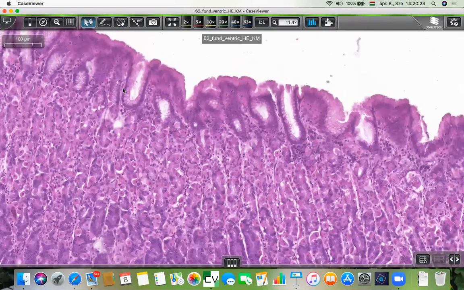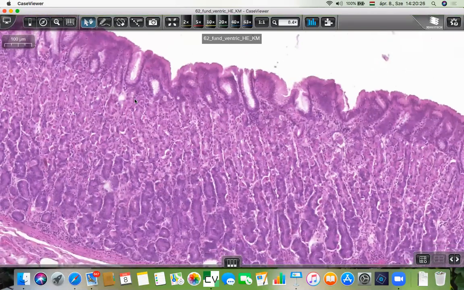Okay. Yes? What are they called? Gastric pits? These are the gastric pits, the funnel-shaped entrance. Okay, thank you. Okay, so maybe it's a good one.